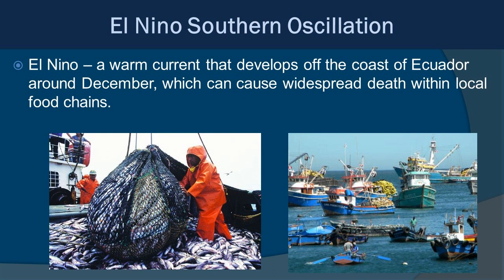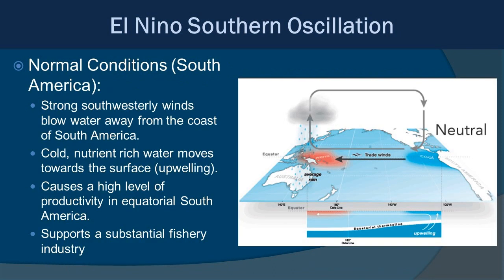Now, as you might know, the western coast of South America, from Ecuador and Peru, all rely a lot on healthy fisheries for their economic development and growth. So when El Nino events occur, it can have a very negative and damaging impact. So to understand how this works, we first need to look at the normal conditions in the Pacific.